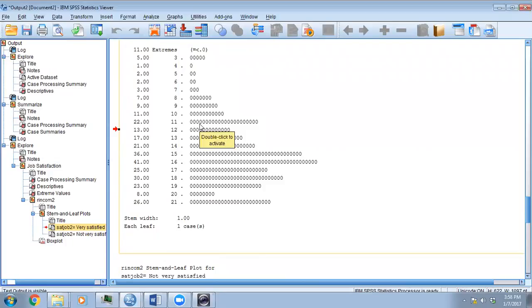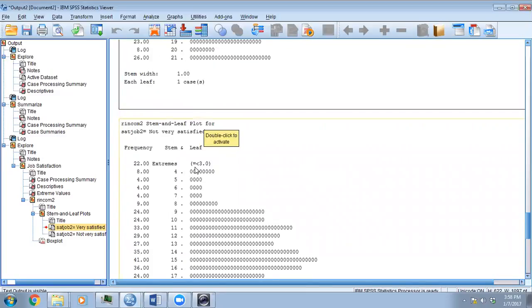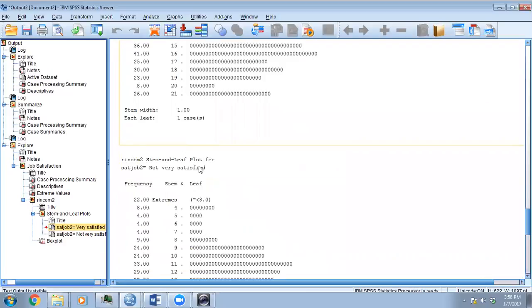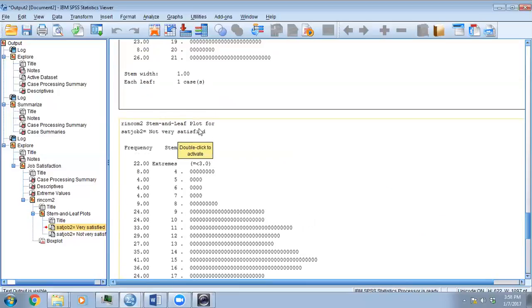So here we see that 11 have extreme values less than or equal to 0, and 22 have extreme values less than or equal to 3. So what we're going to do is change these values to 4. Anything less than or equal to 3 will be changed to 4. So this is on the positive side. We are replacing all the extreme values with the maximum value that is a valid value in the distribution, which is number 4. This is how you do winsorizing.